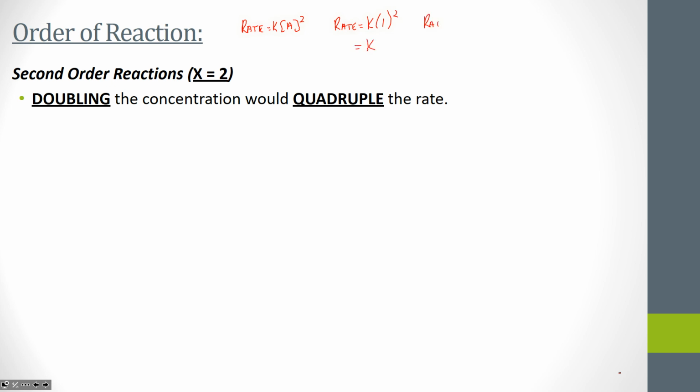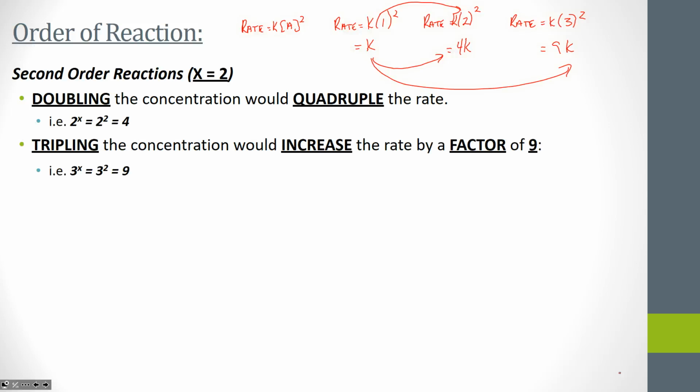But if I double the amount of A, now I have K times 2 to the power of 2. Well, 2 to the power of 2 is 4. 4 times K is 4K. Notice, all I did was double the concentration of A, but the rate quadrupled. It's going 4 times faster. Now let's see what happens if I triple the concentration of A. So rate would be K times 3 squared. 3 squared is 9. 9 times K is 9K. So if I triple the amount of stuff, the reaction is going to go 9 times faster. So it's a much bigger impact.